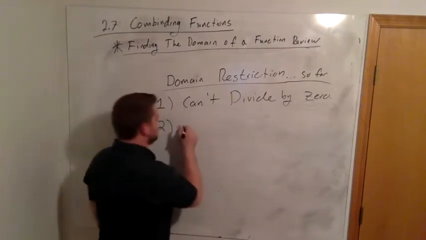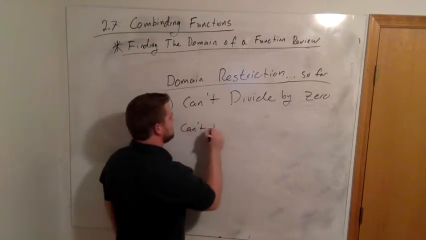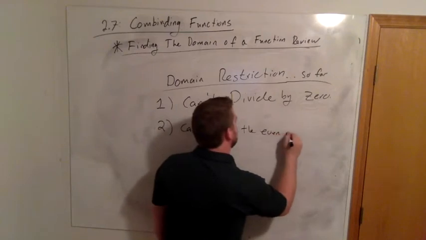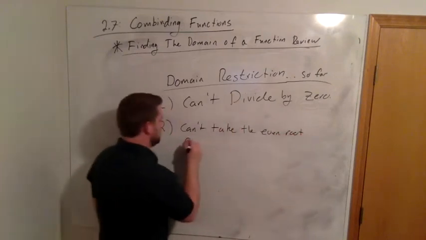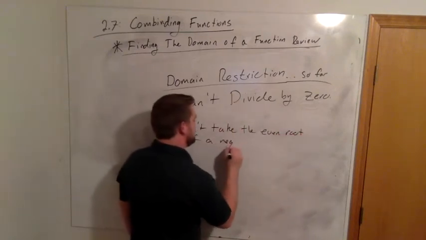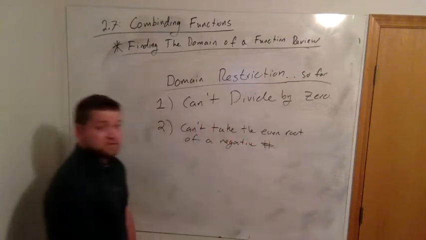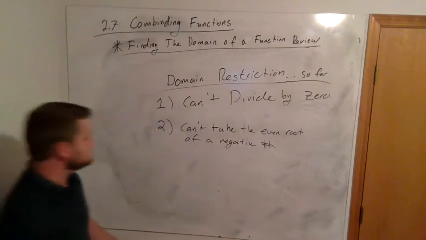We can't take the even root of a negative number. Okay, let's do a series of examples to get us comfortable with doing this.